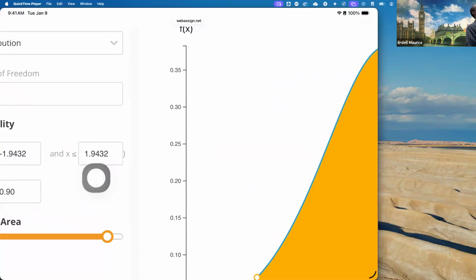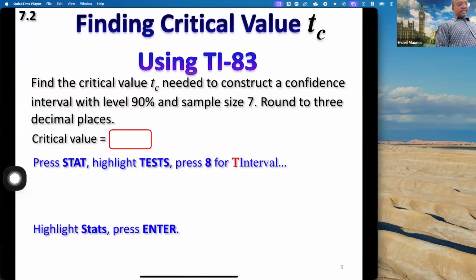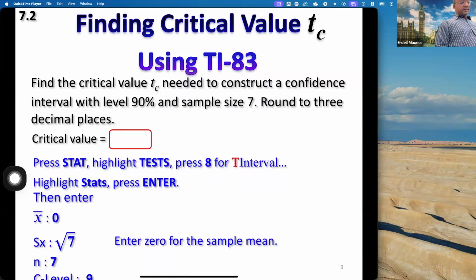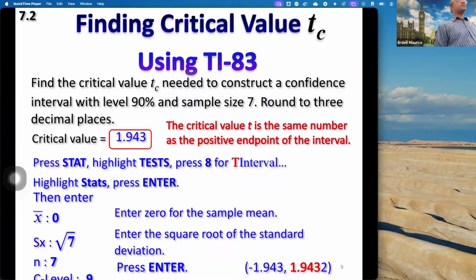Questions, sir? Almost out of time. And so that's how, after 9 hours and pressing enter, you get the same value right here, 1.934.